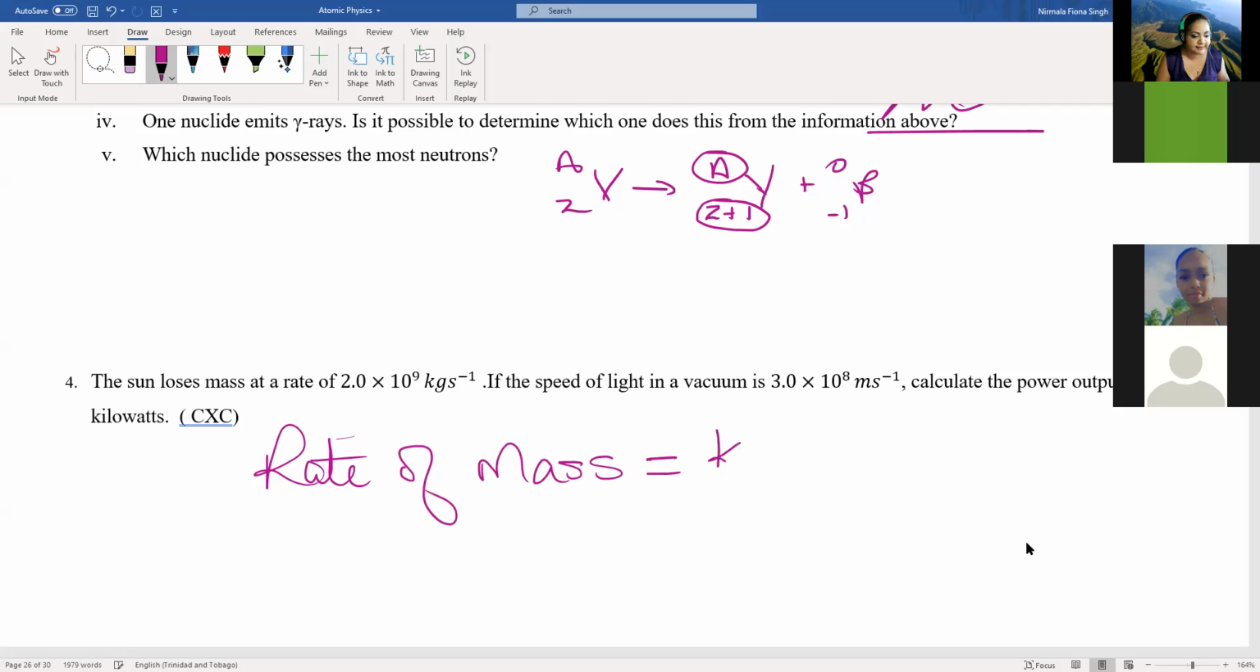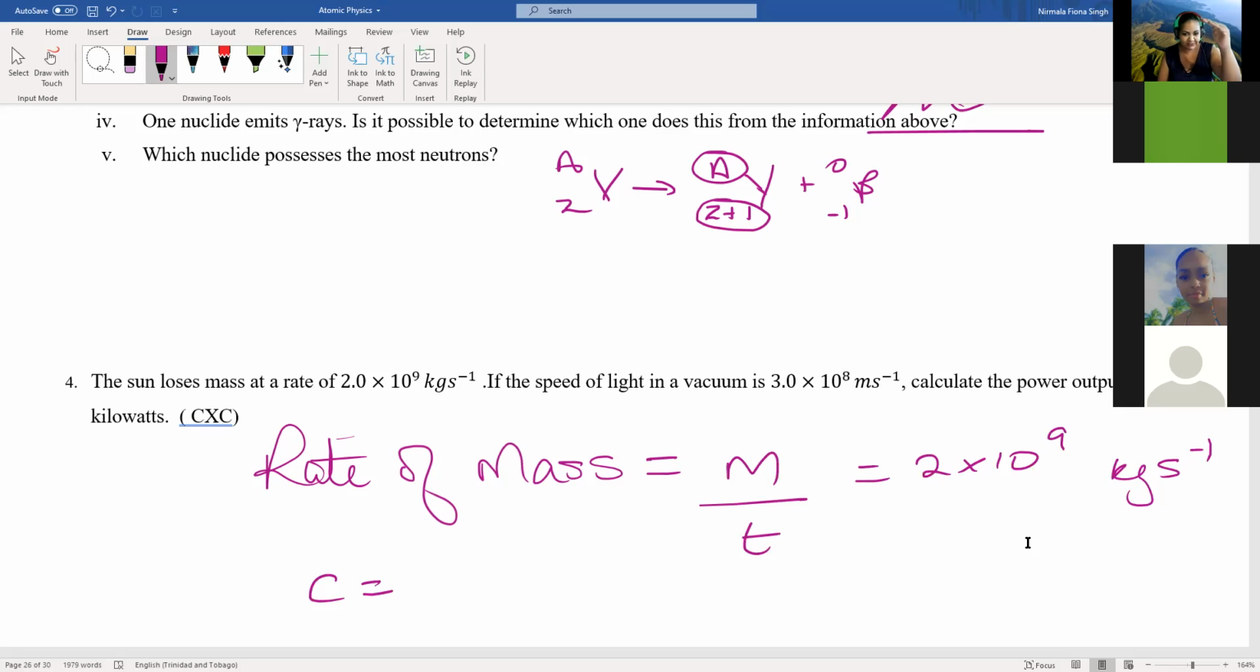So this is mass over time. Just follow me here. They are telling us it is 2 by 10 to the 9 kilograms per second. They are saying that the speed of light, which is a constant, you all should learn this by now, but don't worry, it's in the Rubric sheet. The Rubric sheet is at the start of your exam paper, where you have a whole bunch of values. It's always written there, so don't worry too much about it. 3 by 10 to the 8.